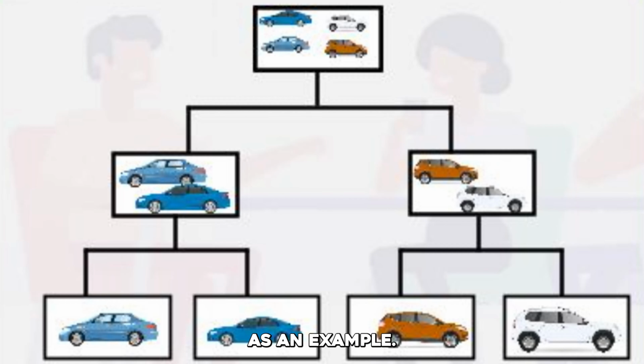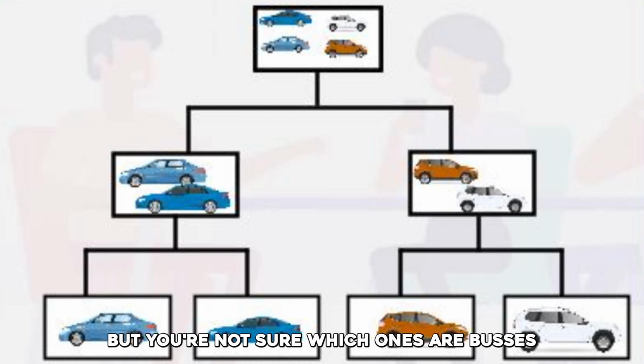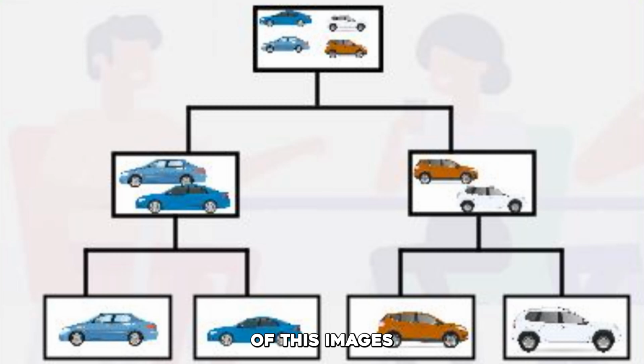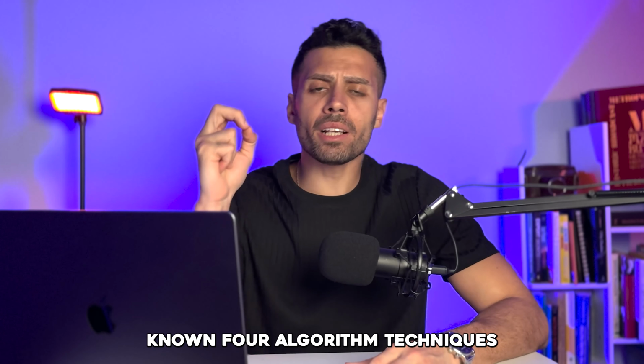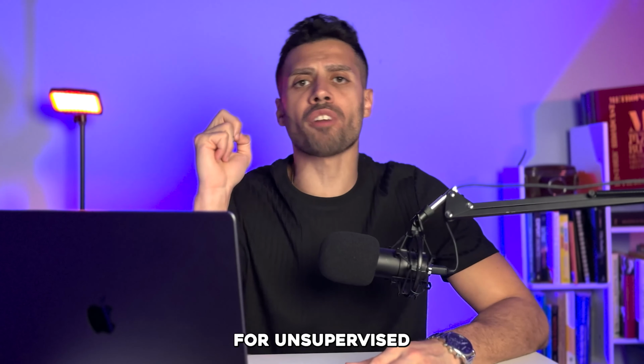As an example, let's say you have a collection of images of vehicles, but you're not sure which ones are buses and which ones are trucks. With unsupervised learning, you can analyze the visual features of these images and automatically group them into clusters based on similarities. This process allows you to discover patterns in the data and identify distinct groups of vehicles without any prior labels or classification.